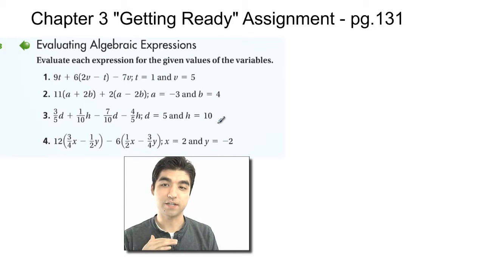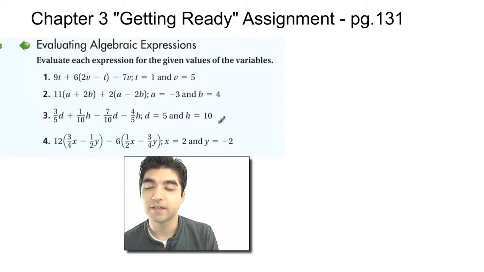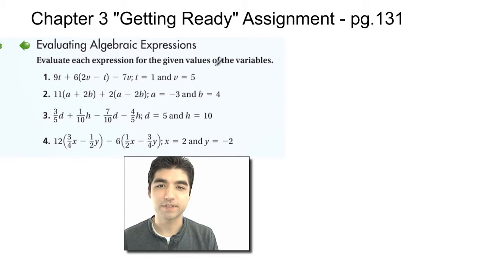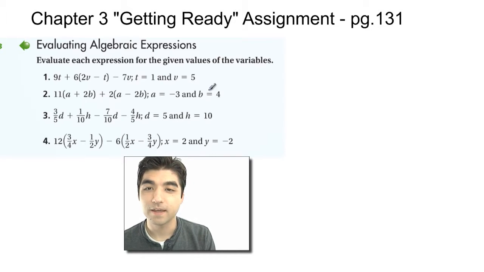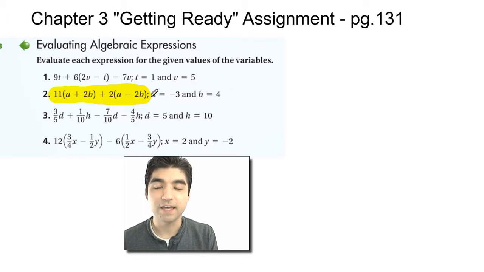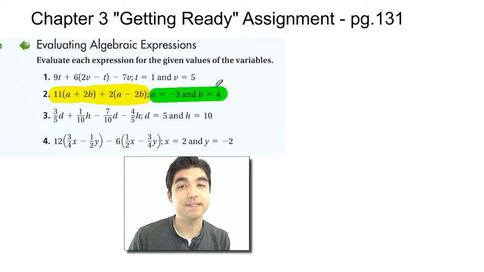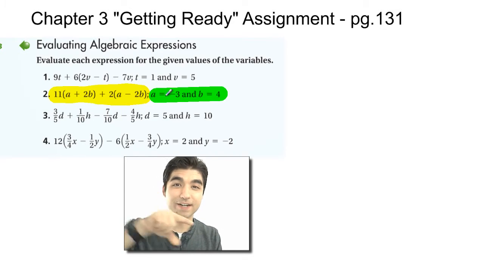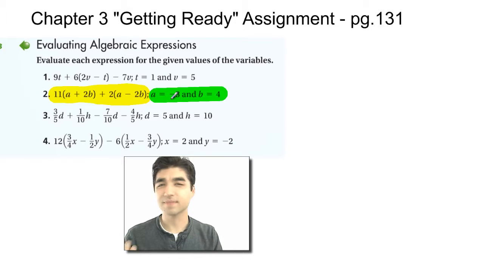On the first chunk of questions here, 1 through 4, it asks us to evaluate each expression for the given values of the variables. Now they give you this expression. Which one should I do? Maybe number 2. They give you this expression, that's the expression part. And then after the semicolon, they give you some variables: A equals -3 and B equals 4. What you have to do is put these variables into the equation and then just solve it.